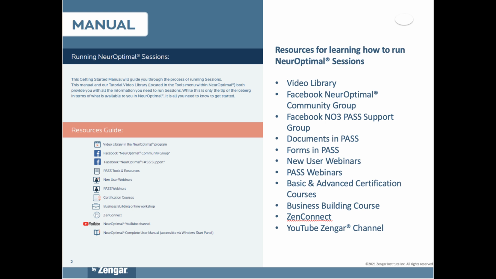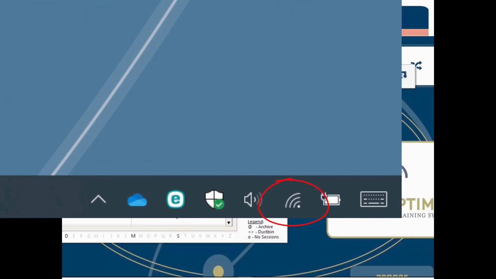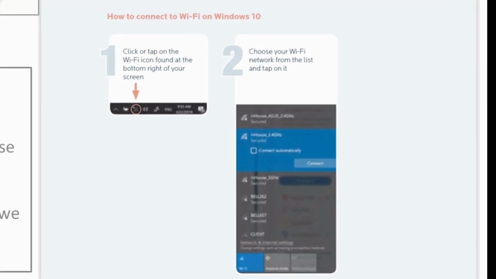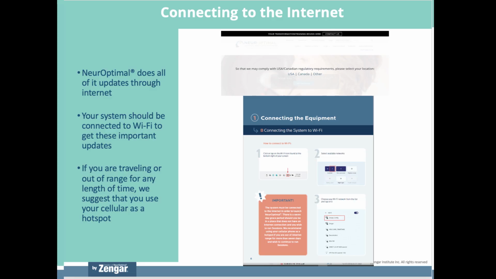The Facebook community group, the Facebook PASS group, very, very active groups. But you have to have your system connected to the internet. And most people are very comfortable with this now. It's just going to the Wi-Fi icon in the lower right-hand corner of the tray, picking your system. Always just click connect automatically, and then you never have to do it again. And then it will just always be on the Wi-Fi.